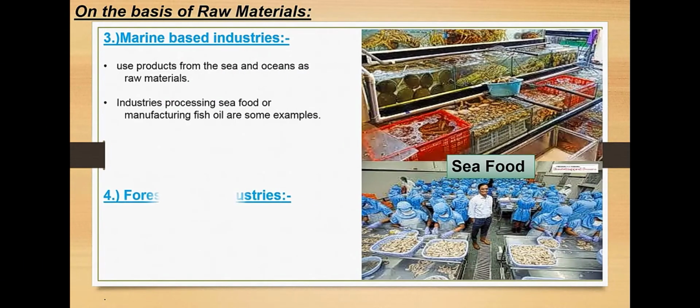And next one is marine-based. Marine, you already know, it is water related. That is, the products that we get from oceans are called marine-based industries. Example, seafoods, fish oil, etc. These are the marine-based industries. The input of the particular industry will be from seas and oceans. That is called marine-based industries.